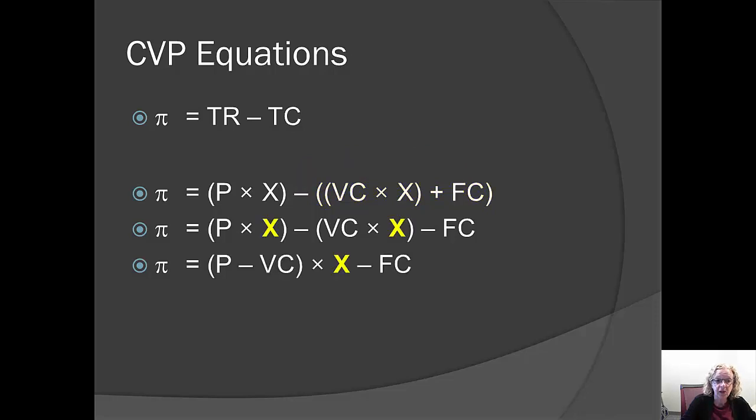Then we can cluster price and variable costs. We can say that price minus variable cost, whatever that difference is, times X, the number of units, minus our fixed cost equals our profit. Basically, this equation is an income statement in algebraic form. Price minus variable cost times all the units minus the fixed cost equals profit.